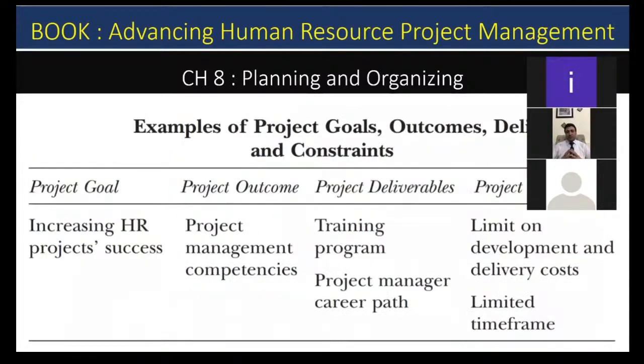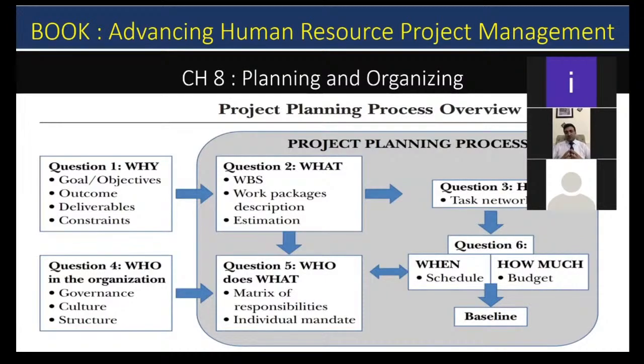So the first is why the project. It responds to why we are going to implement the project. The reason is: what would be the goals of the project, what would be the outcome, what would be the deliverables, and what would be the constraints of the planning process. So this question responds to these concerns.